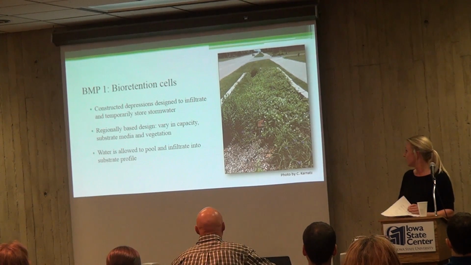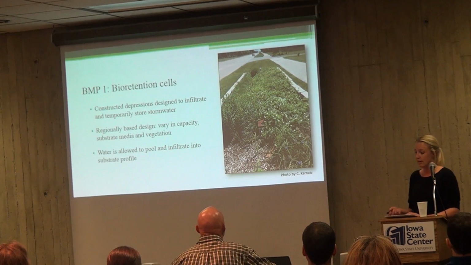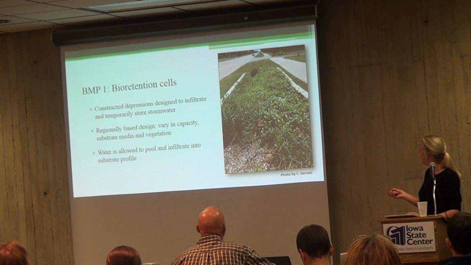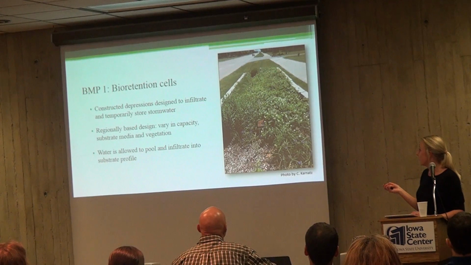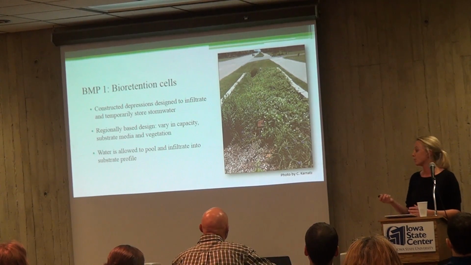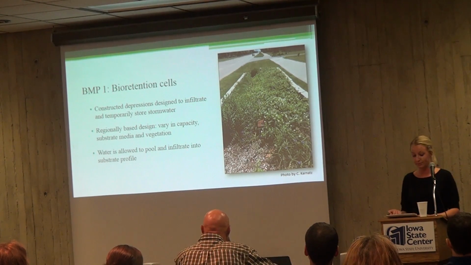This is an example of one of our BMPs or one of our sites. Water infiltrates through this concrete wall through inlet structures and is allowed to pool and infiltrate into the substrate profile. They usually include both aesthetically pleasing plants as well as a lot of native prairie vegetation.